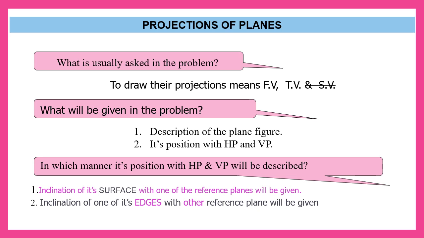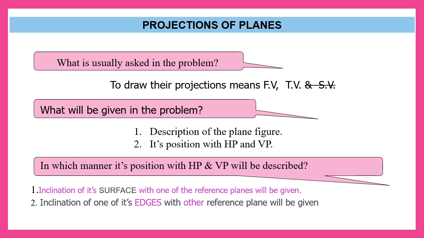So in a projection of plane problem, what is usually asked? Usually you are asked to draw the front view or top view of a planar surface which is inclined or maybe parallel to any one of the reference planes. So this is what you will be asked. And then what will be given in the problem? In your problem you will have the description of the planar surface. They'll give the length of the planar surface and then its position with the HP and VP. That means the inclination details will be given.